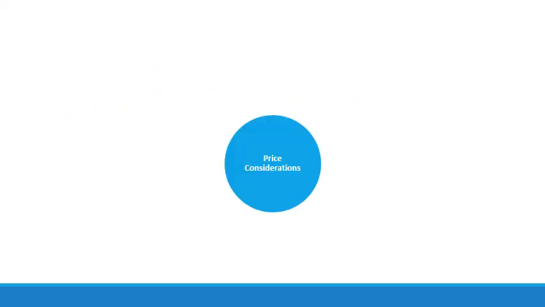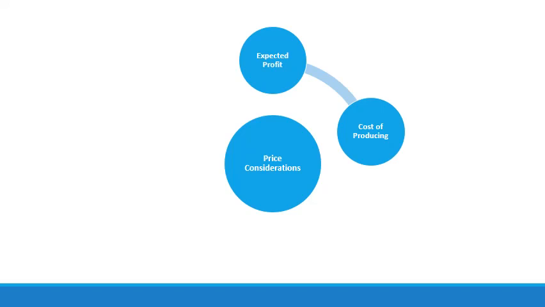Okay, so what are our considerations within price? The first is expected profit. Before you're going to set any price at all, you need to understand your total revenue, your total costs, and start to get an idea of where your profits may look like. And of course, in order to do that, you're going to have to look at the cost of your production.